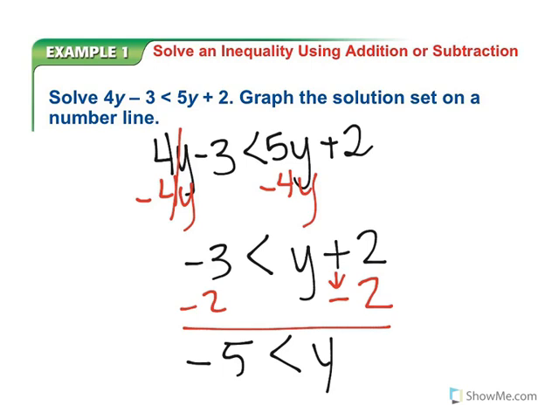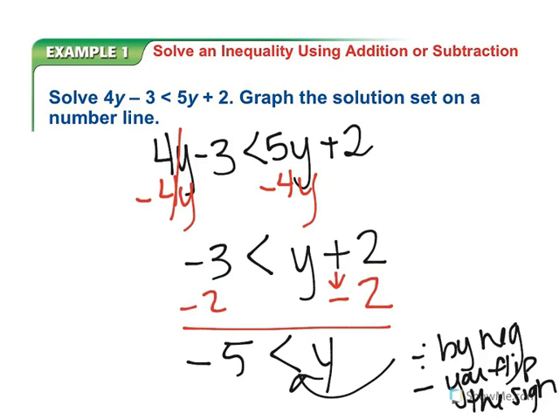Now, real quick, the only time you ever change the sign is when you divide by a negative number. Okay, so anytime you divide by a negative number, you flip the sign. But you do not do it when you're adding or subtracting. So you can also read this as y is greater than negative 5.